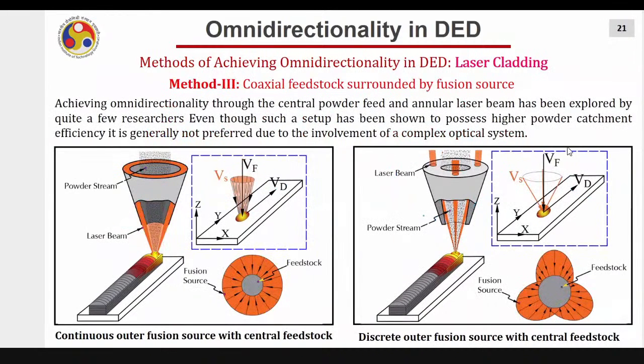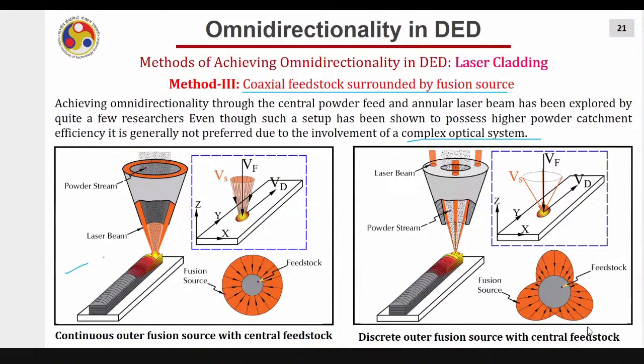The third method is the coaxial feedstock surrounded by a fusion source. But now the issue here is you need to have the expertise in laser. Achieving omnidirectionality through central powder feed and annular beam nozzle has been explored by quite a few researchers. Even though such a setup has shown high powder catchment efficiency, it is generally not preferred due to the involvement of complex optics, and the system becomes very, very bulky. I'll tell you a few names.